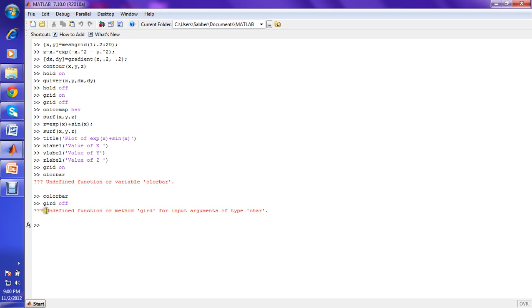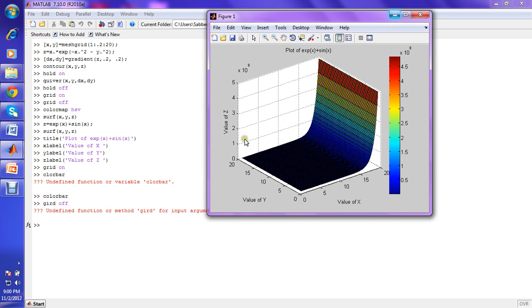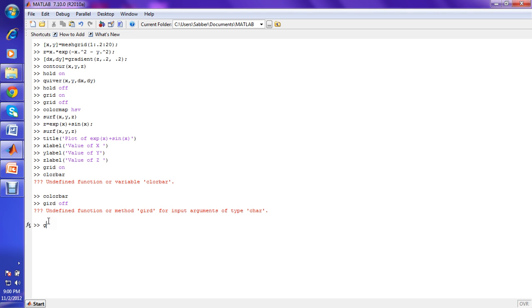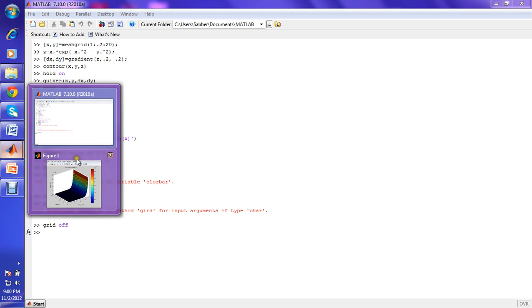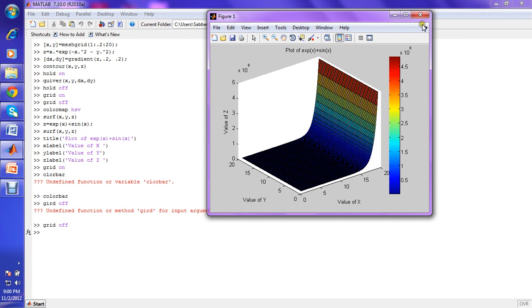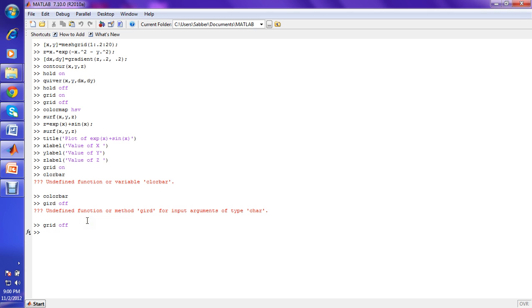What is that? Undefined function, grid point program this. I don't know what that is. Okay, so we can do that. Oh, I made a mistake. Grid off. Yeah, so there is no grid here. You can identify how this equation varies with spatial domain.